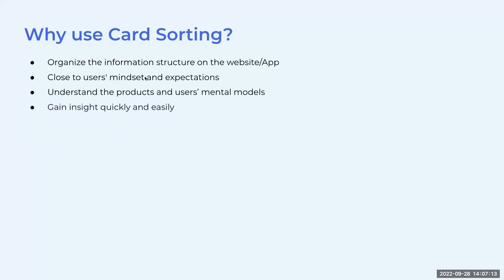These are some of the basic things we need to realize for the card sorting test. When we want to conduct a card sorting test, it's to organize the information structure for the website or application that we are developing, and of course, to keep it close to the user's mindset and expectation, and also to understand the products we want to develop and the users' mental models. Through this UX toolkit, card sorting, you can gain insight from respondents quickly and easily.